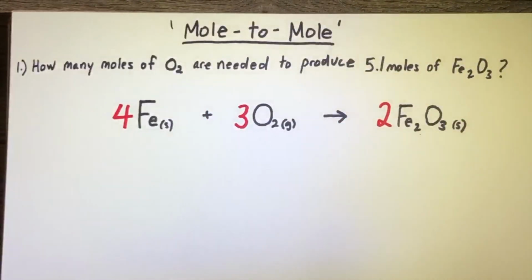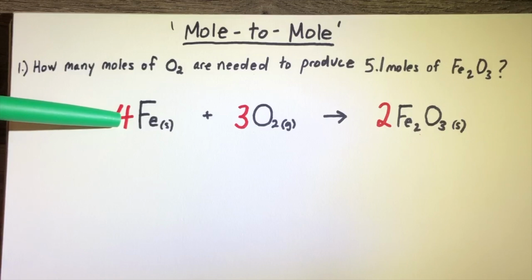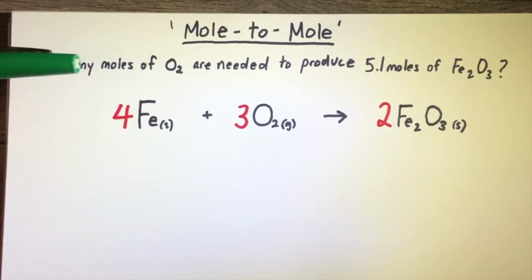All right, so once we have this balanced, the old 4-3-2, right? This is just like a recipe. Instead of cookies, we are making iron 3 oxide. So if we had 4 moles of iron, reacted that with 3 moles of oxygen gas, well, we're going to make 2 moles of Fe2O3. So sweet, that's exciting, I know.